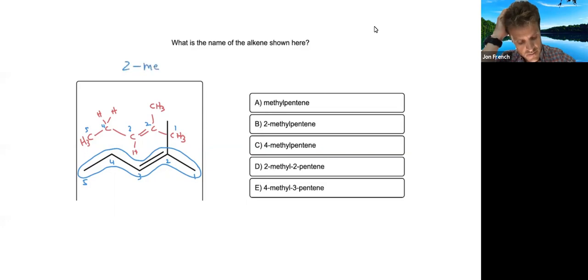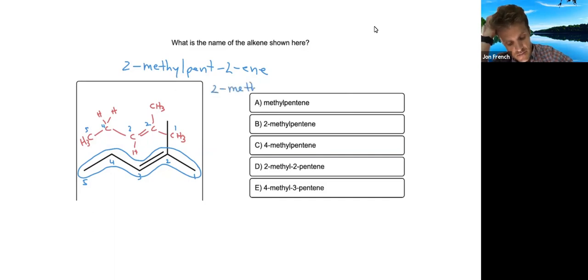So 2-methyl. 5 carbons long is pent, and I have a double bond at the second carbon. So it would be 2-methylpent-2-ene. That would be the newer way of saying it. The older way of saying it would be 2-methyl-2-pentene. So I've got a 5-carbon hydrocarbon that has a methyl group on the second carbon, and that double bond also starts at the second carbon.